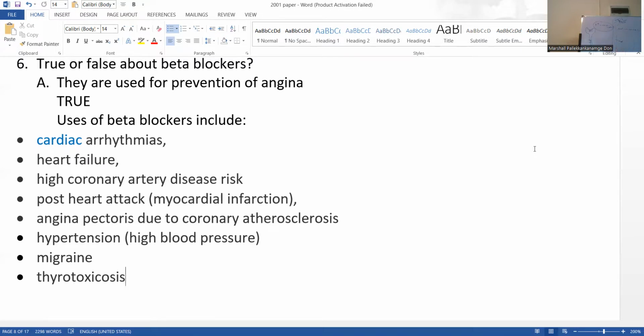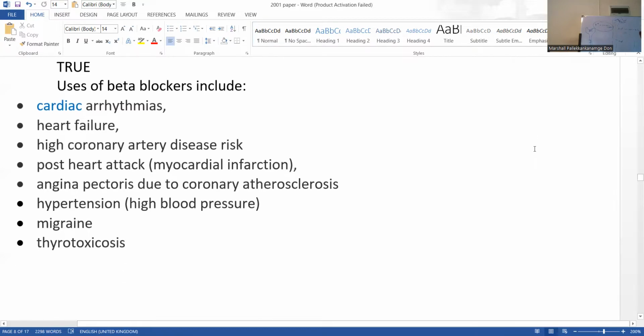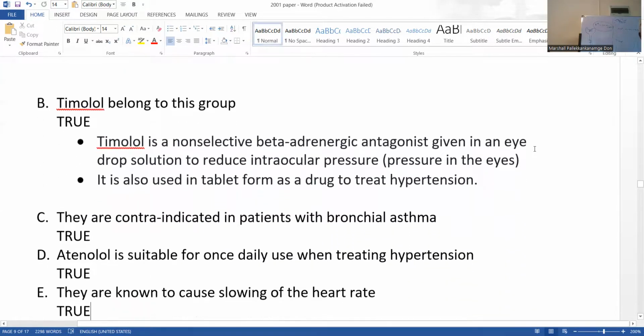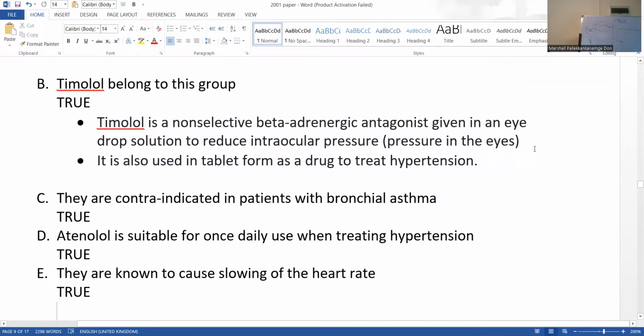When it finally goes to thyrotoxicosis, the patient gets tremors. So to reduce that, they give beta blockers. So the uses of beta blockers are many, not only for hypertension. Timolol belongs to this group. Timolol, yeah, that is true, but normally used as eye drops. Very short acting, but used for hypertension, not routinely used.